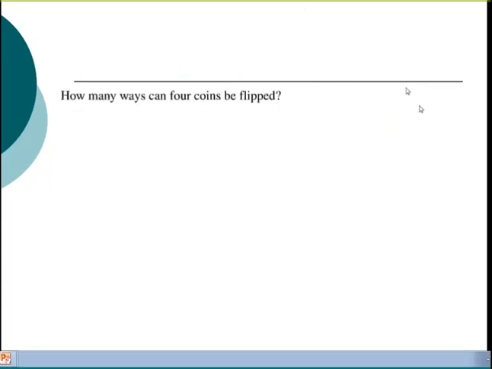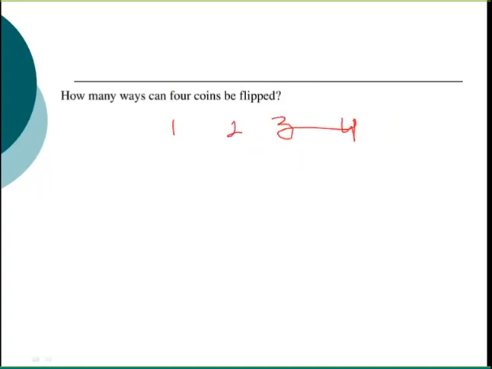Let's take a look at the next one here. In this next problem, we're taking a look at how many ways can 4 coins be flipped. In this situation, we've got 4 different coins, and you're flipping each one. So if there's 1, 2, 3, 4 different coins, what we're looking at is this first coin can have 2 ways of occurring, heads and tails. The second coin has the same situation, heads and tails. The third coin has the same situation, heads and tails. And the fourth coin can also have heads and tails.